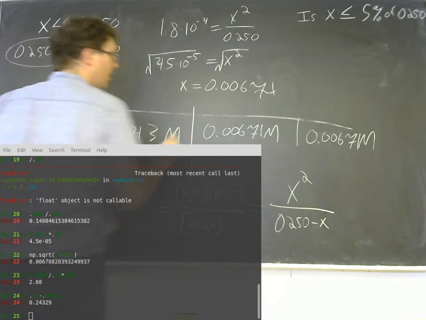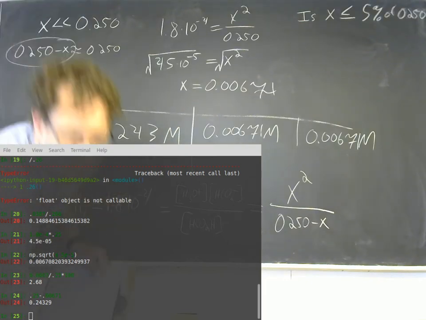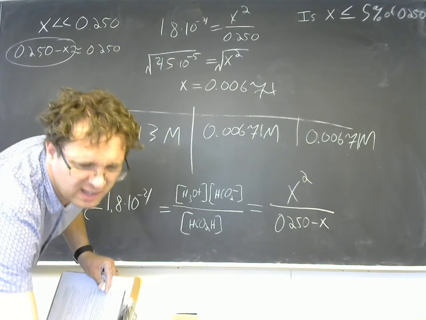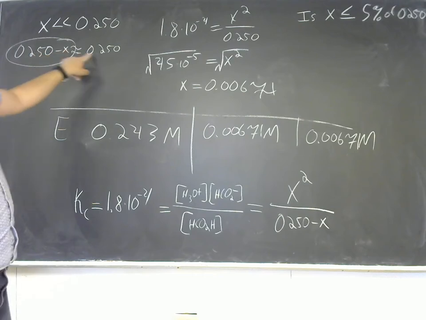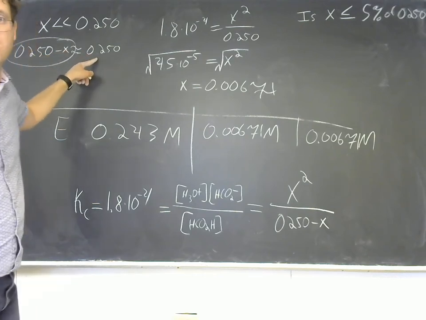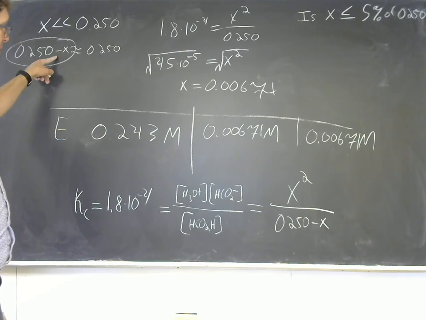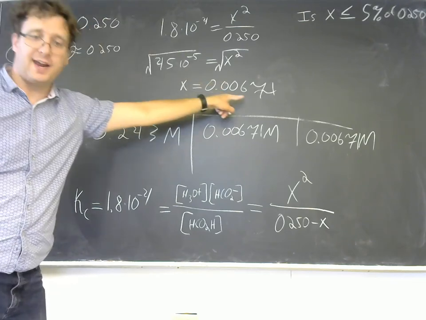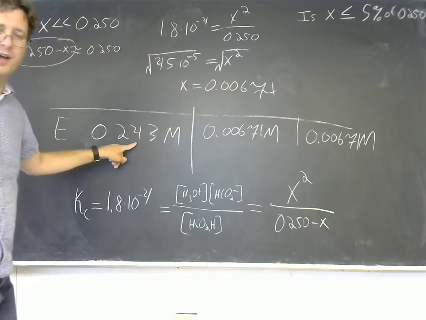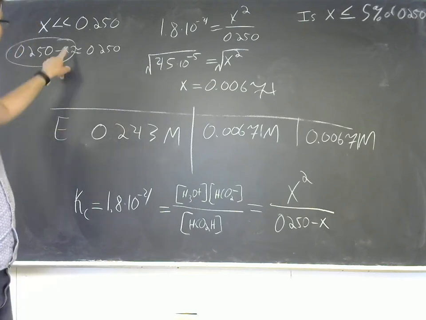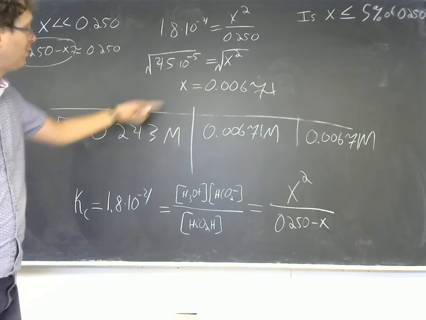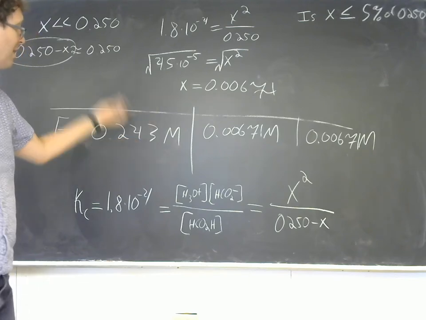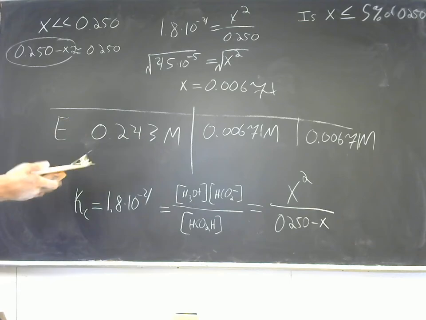0.243 molar. And I want to draw particular attention to the fact that earlier in the stage of this process, we said that 0.250 minus x is about 0.250. We ignored the x. Well, that was good enough for finding the value of x. But now that we know the value of x, we no longer have to make that assumption at this stage. We'll take the 0.250 and we'll actually subtract that value of x, and we get 0.243 molar. That is the concentration.